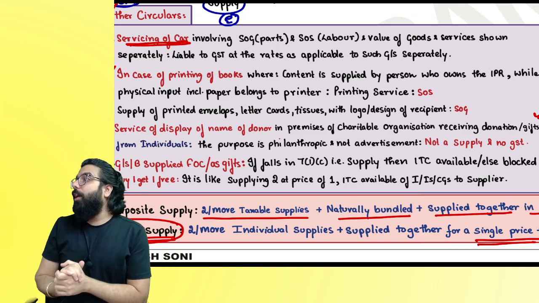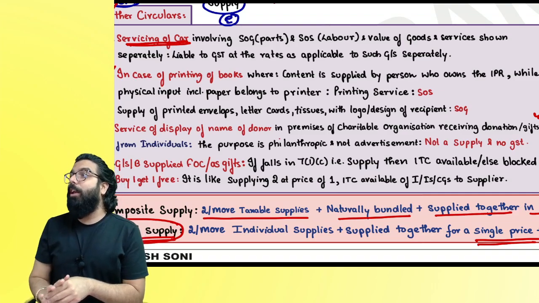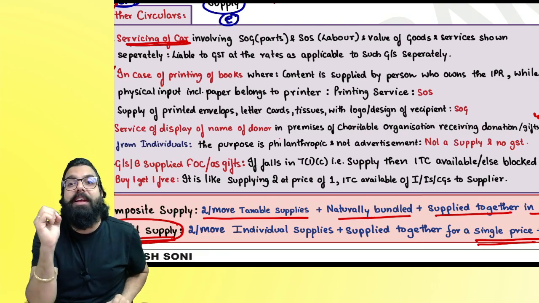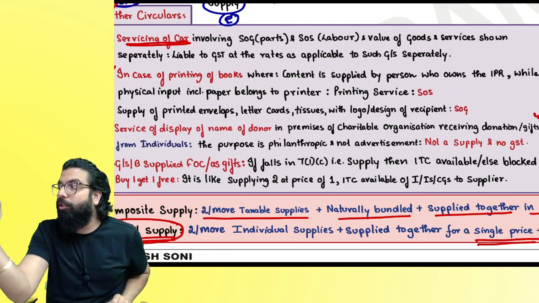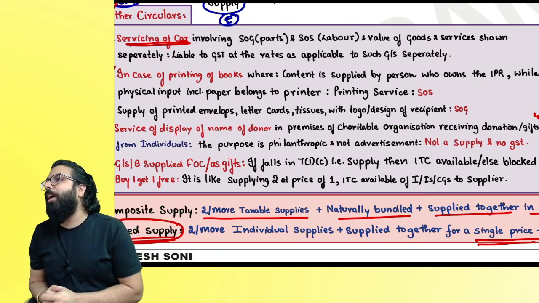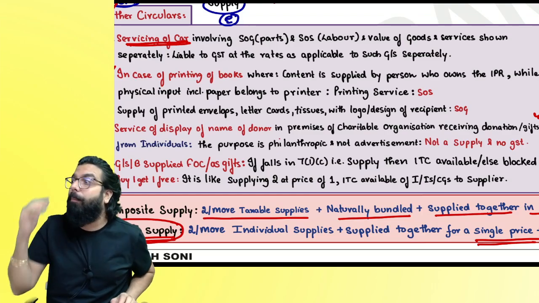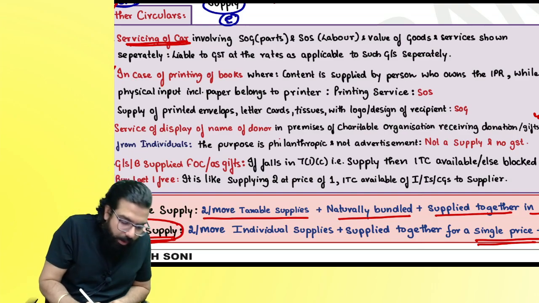I told one person to supply me 1,000 envelopes, and I told him to please print my logo also on them. What is he principally supplying me? Supply of goods, and hence the whole contract will be a supply of goods. Printing is just ancillary. Principally he is supplying me goods.